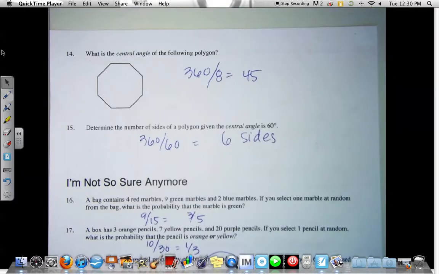Central angle. 360 divided by the number of sides gives you 45. 15, the number of sides of a polygon given the central angle. So we take 360 and divide it by 60 degrees, and that gives us 6 sides.